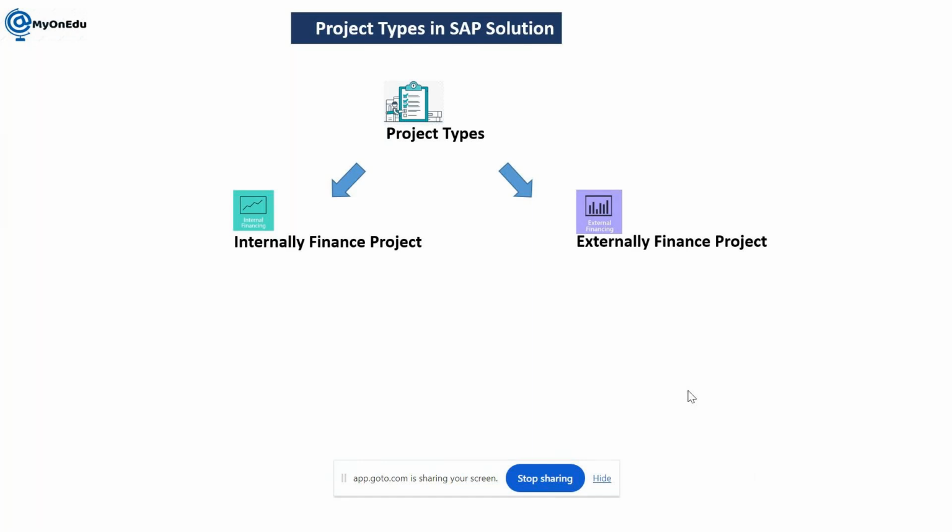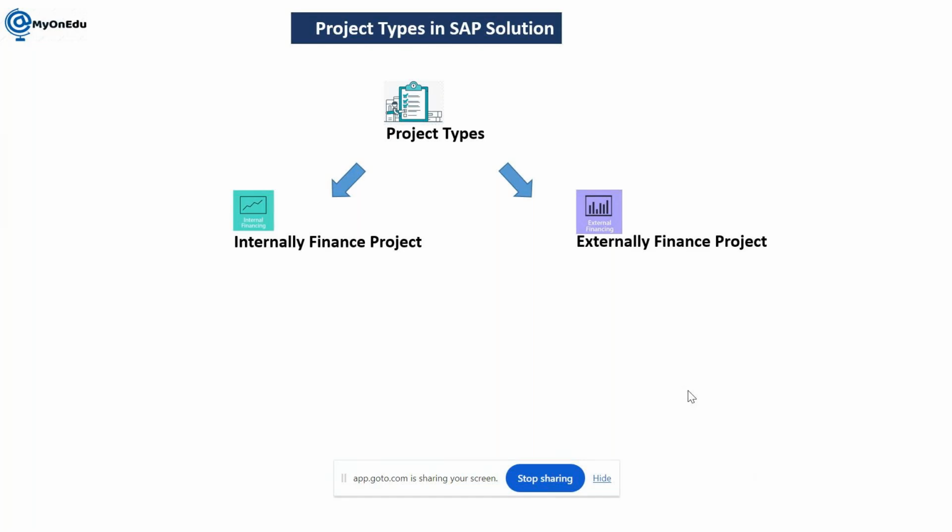Internally financed project means where the organization is financing that project. For example, if I'm working in Cognizant and Cognizant is looking to implement, say, SuccessFactors in the organization to manage human resources, like an HCM system, in that case the organization, Cognizant, has to make the investment. Cognizant has to finance this project to implement inside the organization. We call this kind of project an internally financed project.